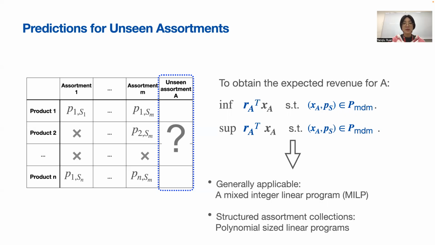To solve the revenue prediction problem, we developed a mixed-integer linear program which is generally applicable. Its size is polynomial in the number of products and the size of the assortment collection. Under structured collections, such prediction tasks can be solved by solving polynomial-sized linear programs.